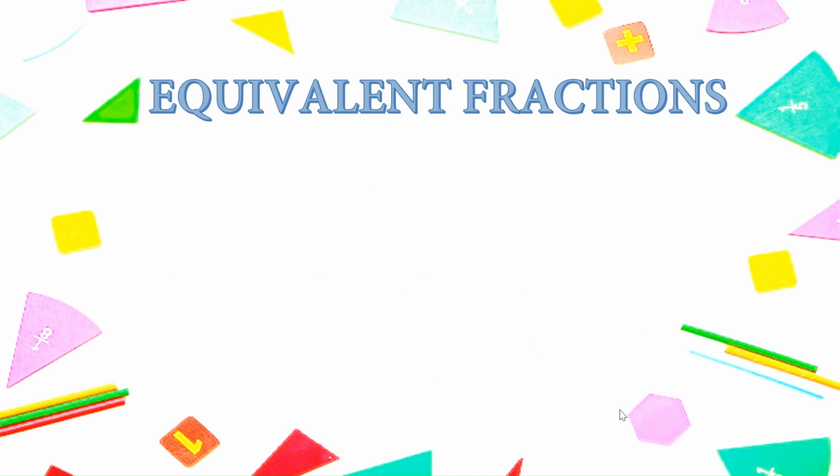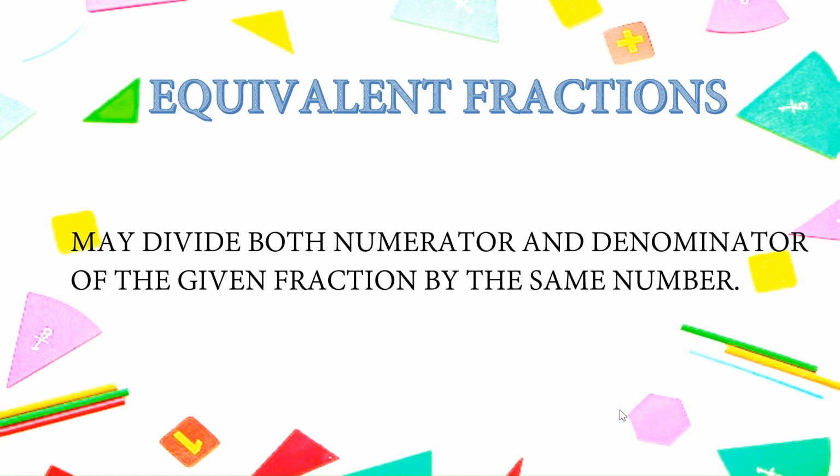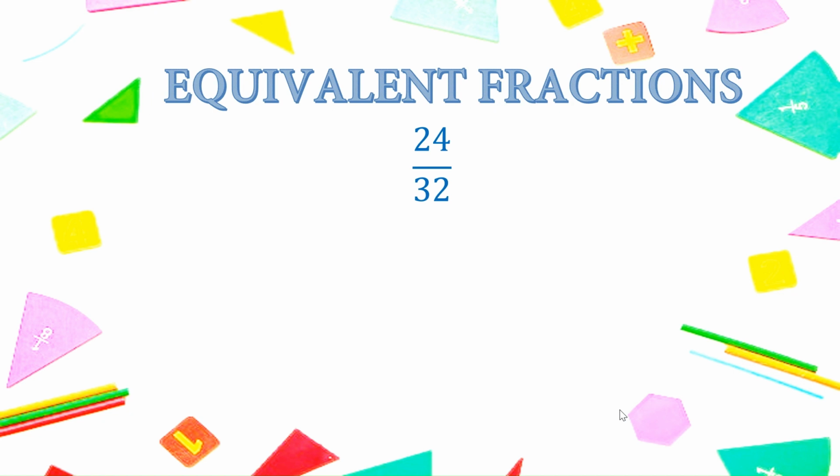And equivalent fractions can also be obtained by dividing both numerator and denominator with the same number. Consider this particular fraction, 24 upon 32. This 24 will have some factors. The factors are listed here. Then even 32 will have some factors. Of these, if we see, there are some common factors here like 2, 4, 8. These are common for both numerator and denominator.